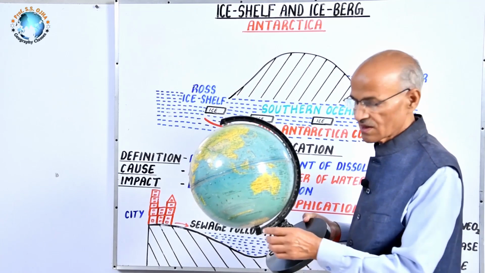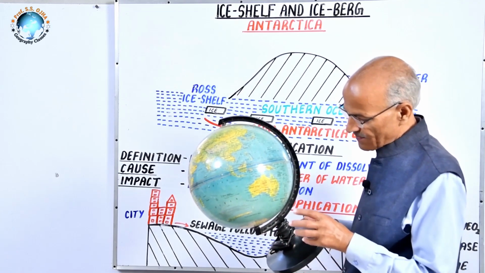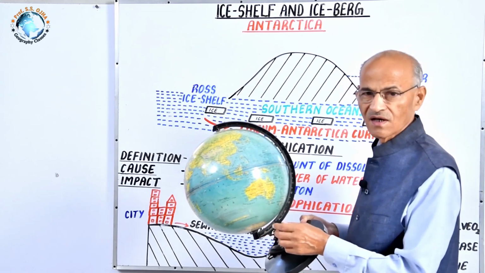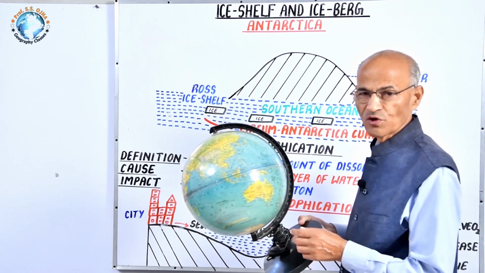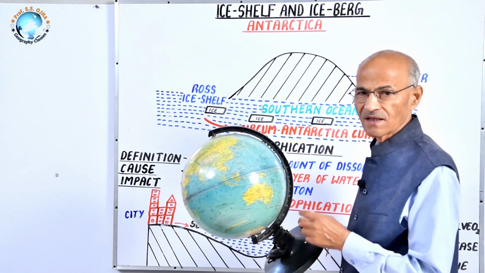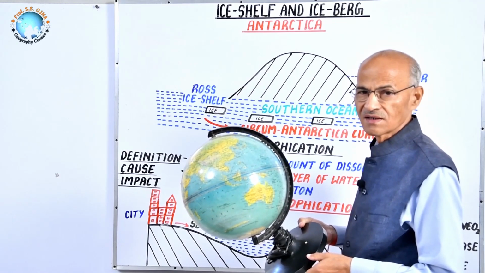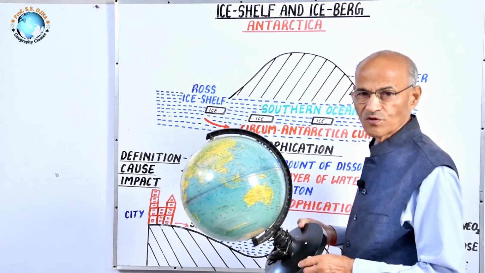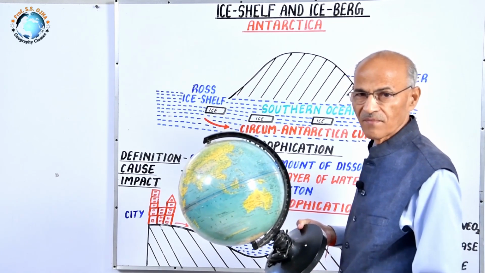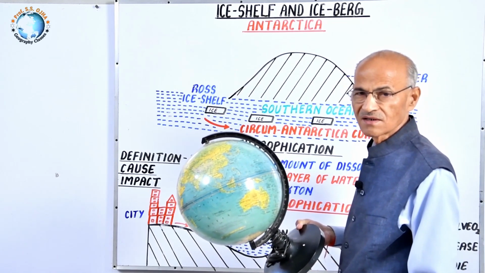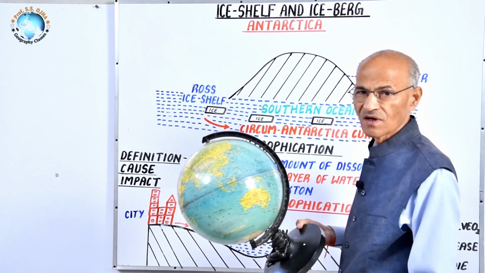But the circum-Antarctica polar current captures these icebergs and makes them rotate, revolving in the south hemisphere surrounding Antarctica. Thus, these float till they melt into water. Thus, they are not so much harmful.